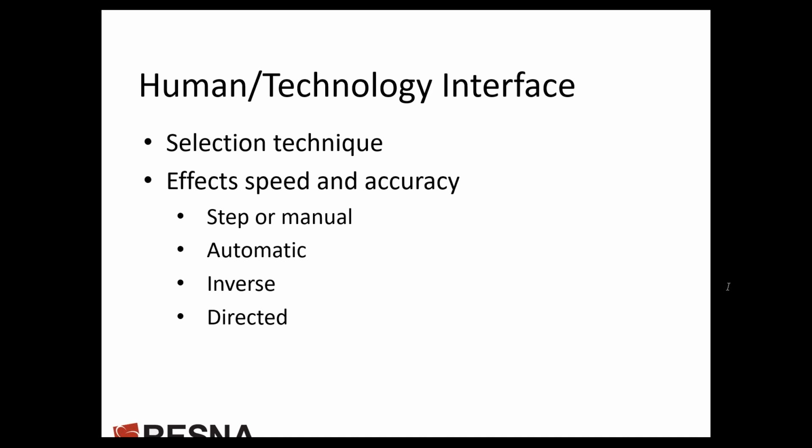Automatic, or auto: the indicator scans in the preset pattern on its own, and item selection occurs when the person hits a switch. Then you've got inverse and directed, same concept. The indicator will only scan in the preset pattern when the user holds down a switch. So it's the opposite of automatic, where the scan starts automatically and keeps going until you hit a switch to stop it and make your selection. Whereas with inverse or directed, I have to hold down the switch and then release it when I get to the item I want to select.